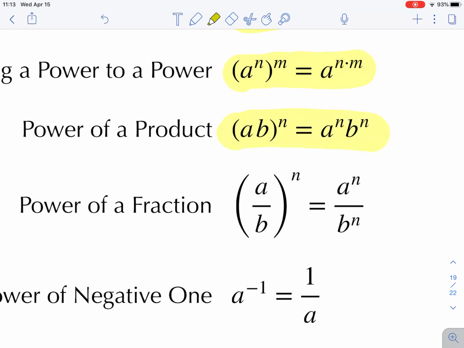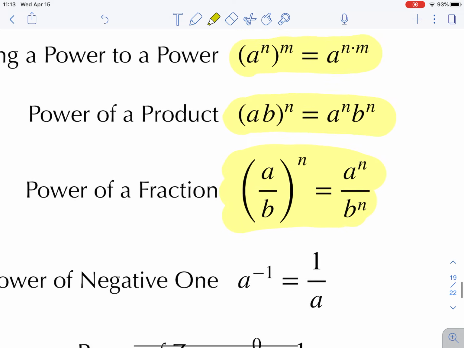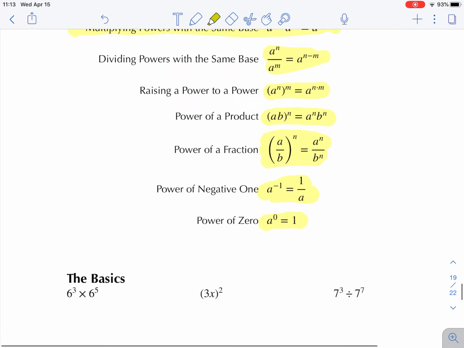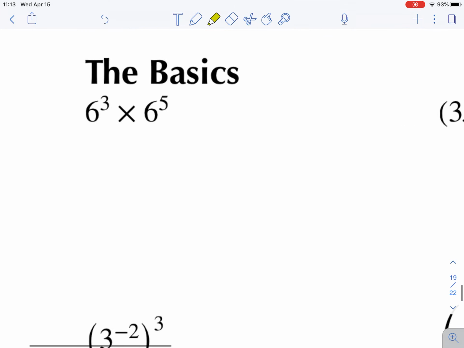The power of a product rule, so long as it's a product, there cannot be any addition or subtraction within the parentheses for the power of a product rule to work. It has to be only multiplication. The power of a fraction. Again, we only do this if there is only multiplication in the numerator or the denominator, never addition or subtraction. Power of -1, we learn that rule. And the power of 0. Any number to the power of 0 is 1. All right. So let's look at some basics.